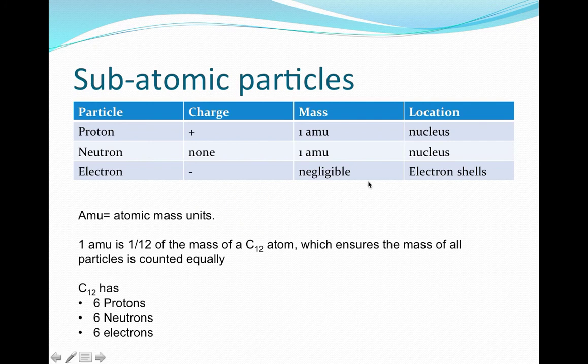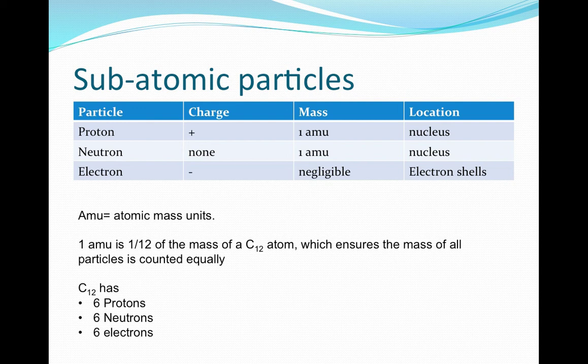Okay. The protons and the neutrons have a mass, which is pretty close to each other, which we say is 1 atomic mass unit. 1 atomic mass unit is equal to a 12th of the mass of a carbon-12 atom. We use a carbon-12 atom because it's got 6 of everything, 6 protons, 6 neutrons, 6 electrons. And then we add them all up, divide by 12. That ensures that we're accounting for the mass of everything equally.